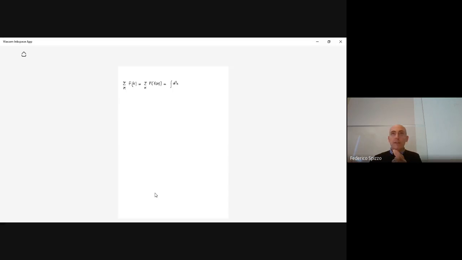How many levels are found in that volume? We have to divide d3k by the volume of one level, that is 2 pi to the power of 3 divided by the volume. Then we have the quantity that we want to sum up, want to evaluate.